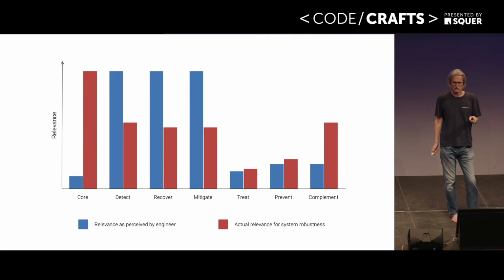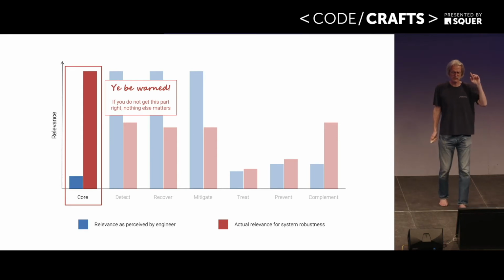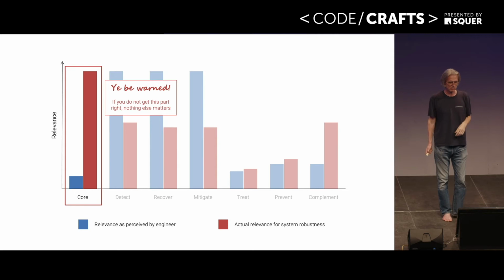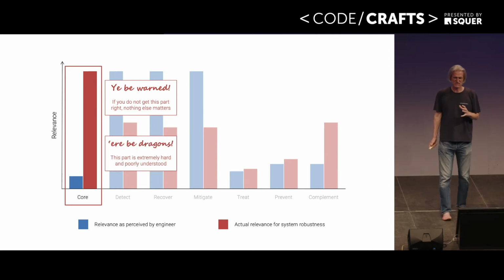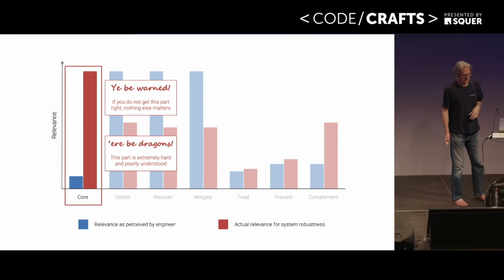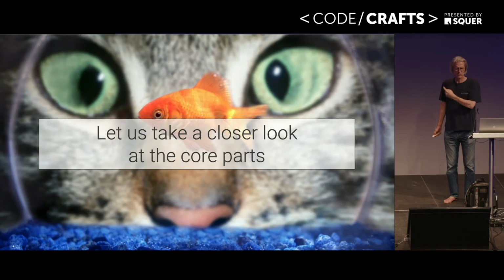That one is important. And the point is here, if you don't get that right, then all the rest doesn't matter. It won't save you. All these other cool patterns won't save you if you get them wrong. And this is hard. This is really hard stuff. So, well, looks like we have a little problem here. So, let's look at these strange core parts.